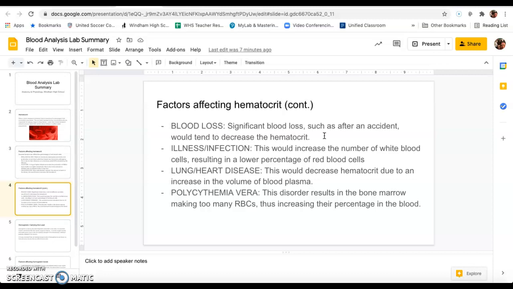And finally, there's a condition called polycythemia vera, which results in the bone marrow making too many red blood cells, and that increases their percentage in the blood.